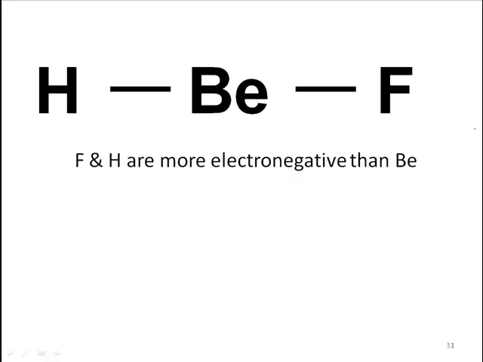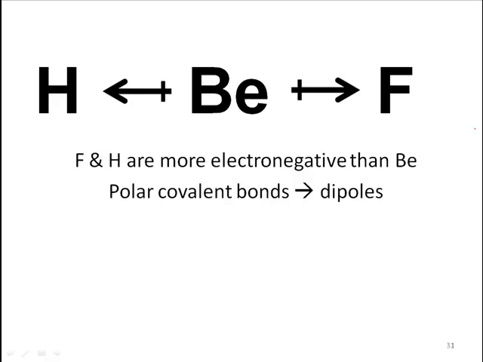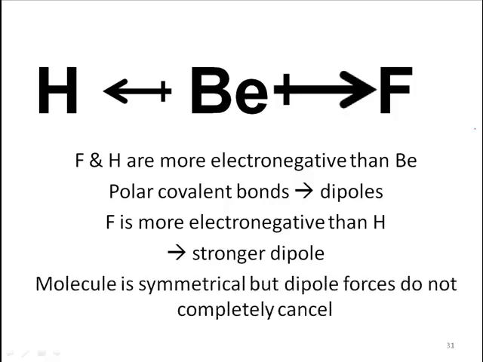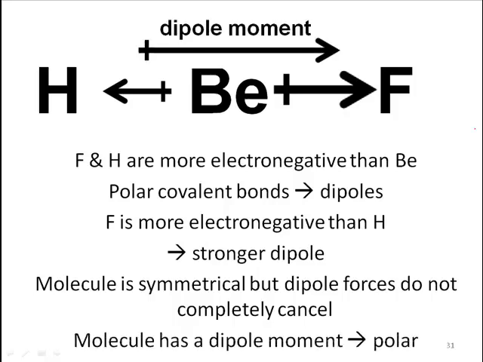HBeF. F and H are more electronegative than Be. So which direction do the dipoles go? They go out. But which one is more electronegative? The F is. The electrons will be closer to F, so it has a stronger dipole. The molecule is symmetrical, but the dipole forces do not completely cancel out. So the electrons are going to be found more in this region than over here. They're going to be pulled towards the F in that direction. The molecule has a dipole moment and is polar.